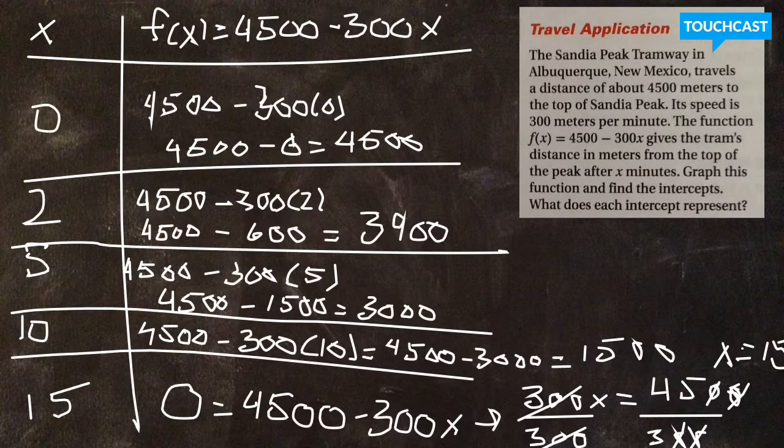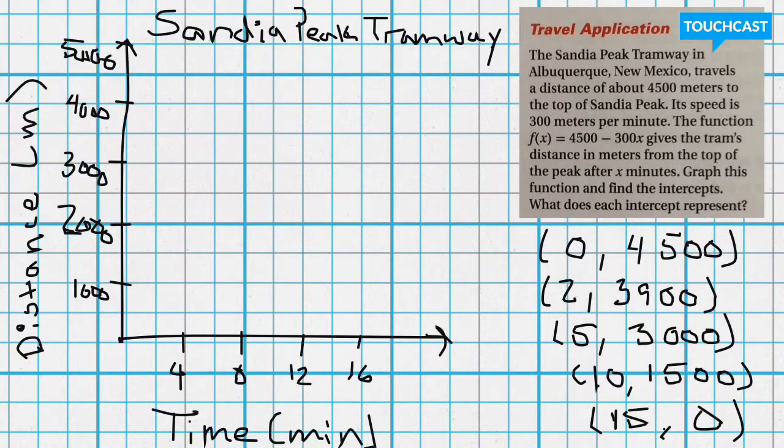Now let's graph it. Alright, so our x-axis is time in minutes. Our y-axis is the distance from the peak in meters. And we're titling our graph Sandia Peak Tramway. So we've got the point 0, 4,500. So from our origin, we're going to go up. In fact, our y-axis is going by 500s. Our x-axis is going by 2s. So from 0 on our x, we're going to go up to 4,500, directly between the 4,000 and 5,000.